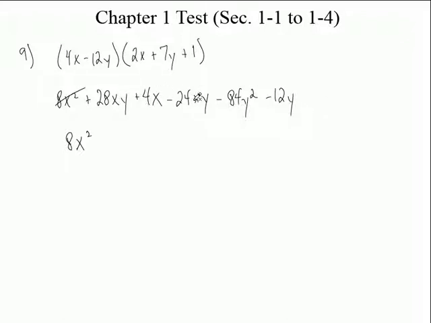This one right here. So it's 28xy minus 24xy. You just add the coefficients. 28 minus 24 is 4. So it's plus 4, and then the term is xy. So I'm done with that.